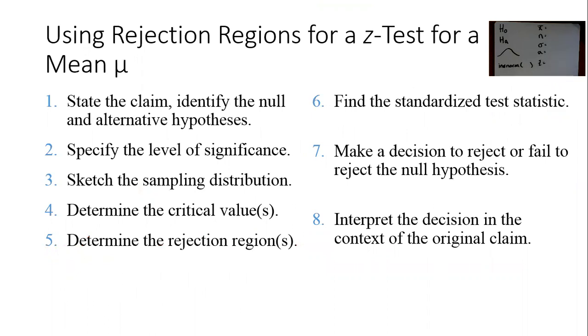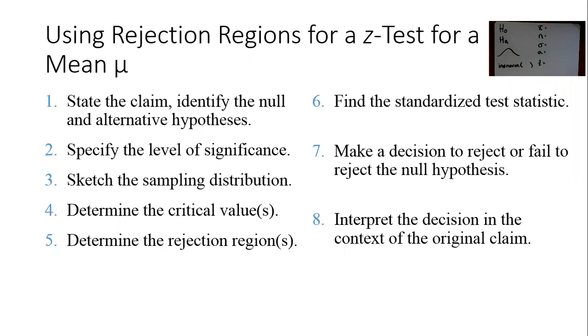The level of significance they will always give us, that's our alpha. Make sure you specify that. Sketch the sampling distribution. So we know we have a normal curve. So sketch the normal curve. Determine the critical values, which is the new step here for rejection regions. And then after that, determine which way is it going. Is it going left-tailed, right-tailed, two-tailed?